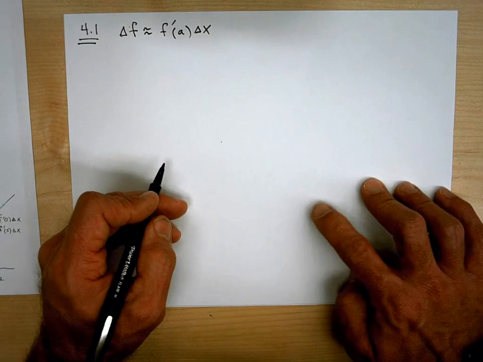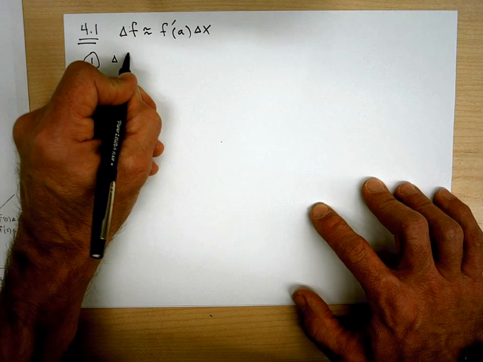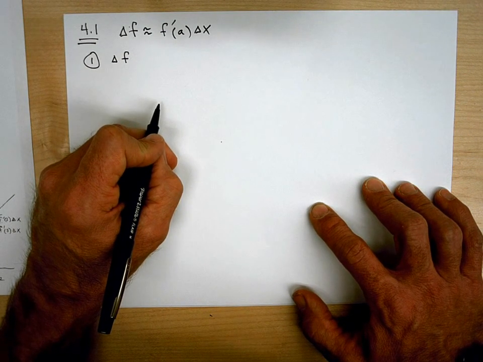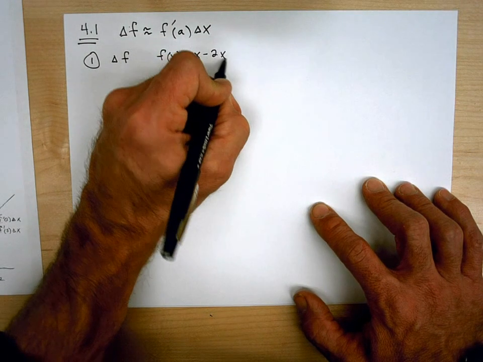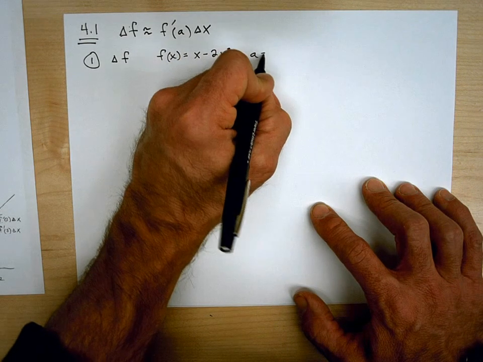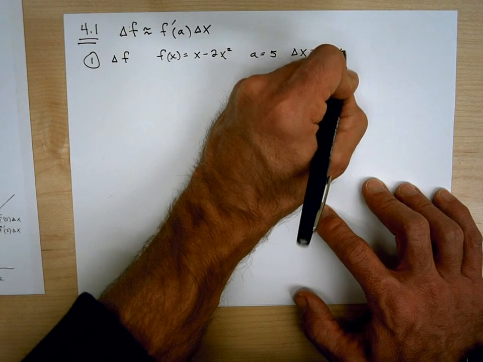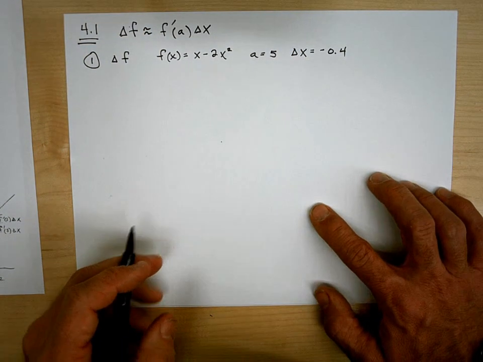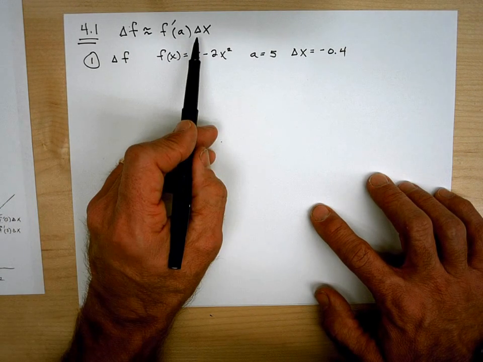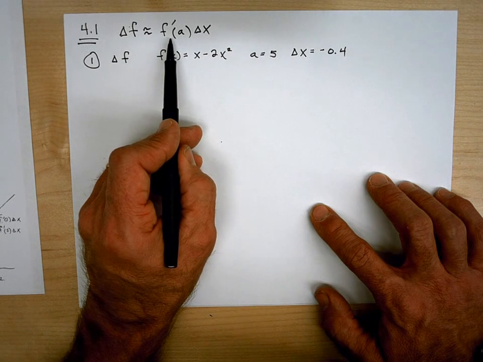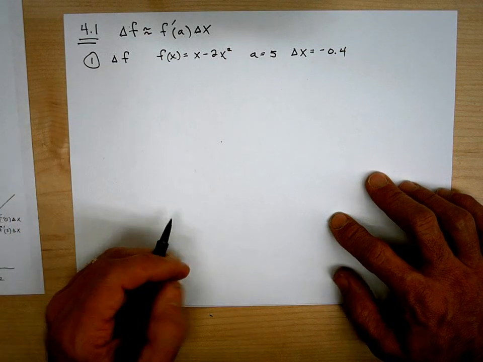All right. So, for example, we'll just call this number 1. We want to estimate delta f, and we are given that the function is x minus 2x squared. They tell us that a equals 5 and that delta x equals negative 0.4. So we'd like to compute delta f and then see how it compares with the linear approximation. And then I'll make a quick sketch so we can see graphically what this all means.